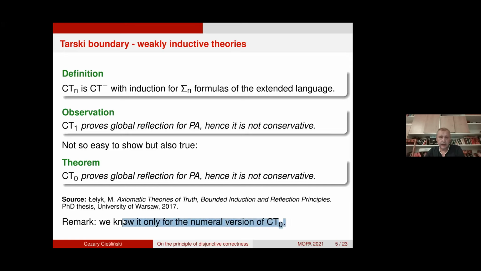The second remark here at the bottom: this result, non-conservativity of CT0, what we have at the moment is the information that this is so for the numeral version of CT0. So if the quantifier axiom employs numerals. So far, we haven't found a way to modify Mateusz's proof in such a way as to work for a term variant of CT. So at the moment, well, I would say it's one of the open problems. How strong is delta zero induction if the quantifier axiom is formulated in its term variant? We don't know.